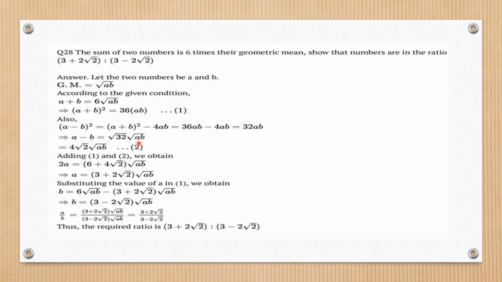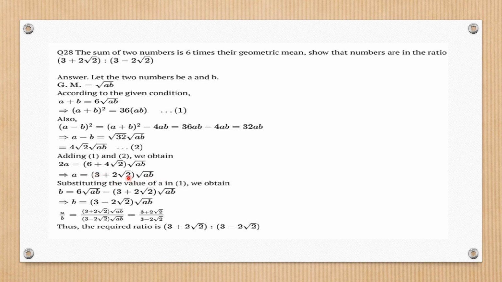Now what I can do is add number 1 and number 2. Adding number 1 and number 2, as b is negative, I'll get 2a is equal to 6 plus 4 root 2 times root ab. So can I take 2 common from here? Yes, and that will cancel the 2 on the other side. So a is equal to this.